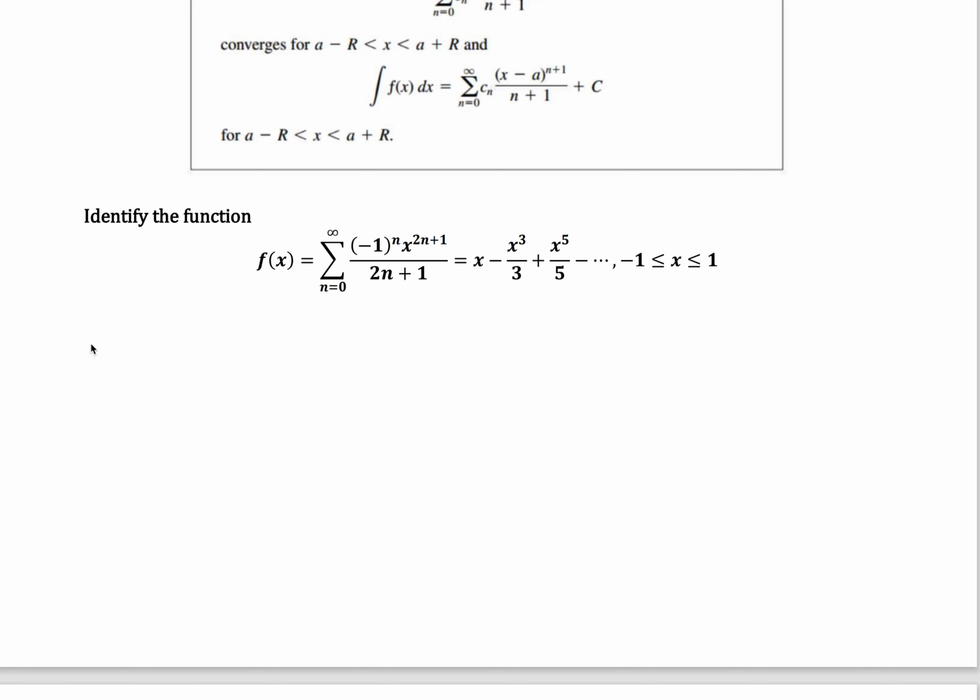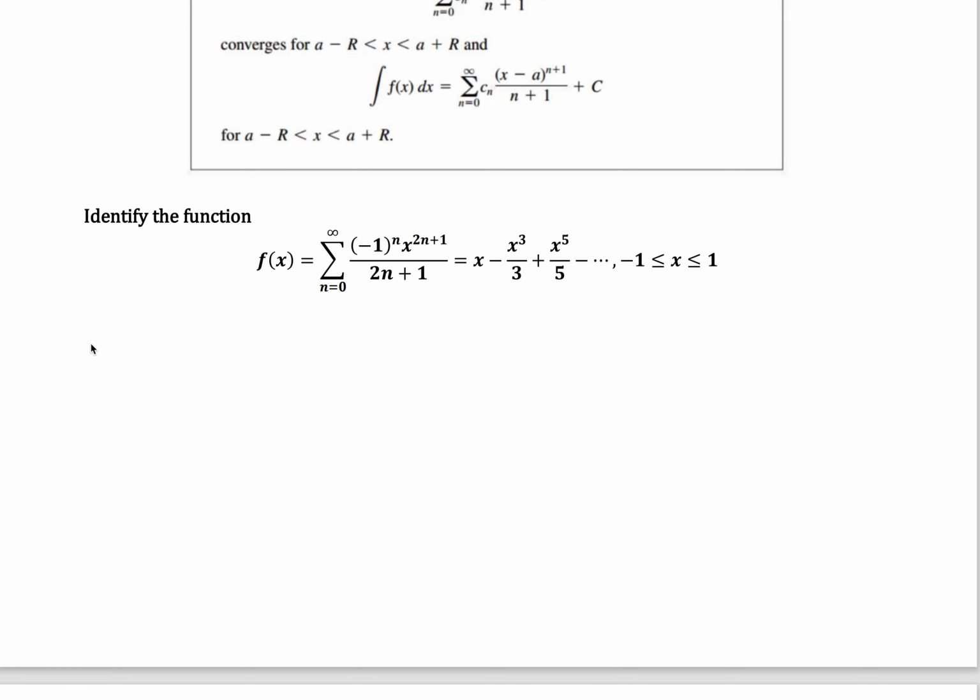F of x is defined by the power series from n equals 0 to infinity, negative 1 to the nth, x to the 2n plus 1 over 2n plus 1. And if you start writing that out, you get x minus x cubed over 3 plus x to the 5th over 5. The next term would be minus x to the 7th over 7, and so on. And we're asked, again, to identify the function.